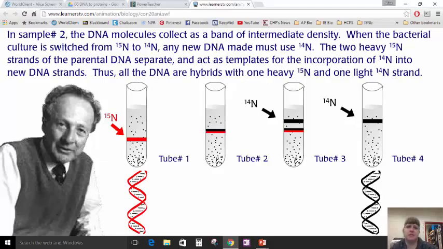In sample 2, the DNA molecules collected as a band of intermediate density. So when the bacterial culture was switched from the 15 to the 14, any new DNA made was only using the nitrogen-14. So the two heavy strands of the parent DNA separate, and they act as templates for the incorporation of nitrogen-14 into the new strands. So all the DNA are hybrids with one heavy nitrogen-15 and one light nitrogen-14.